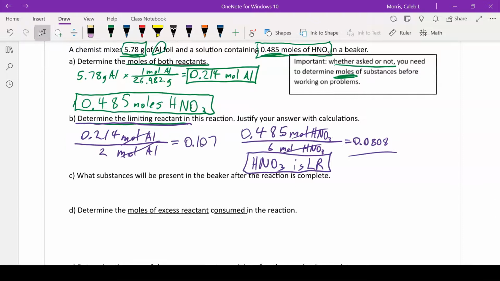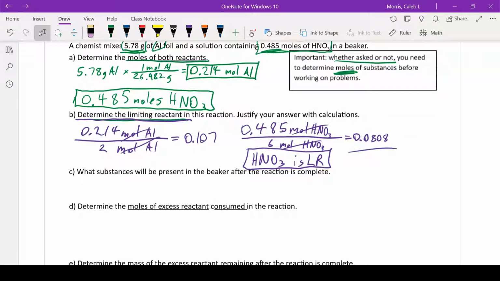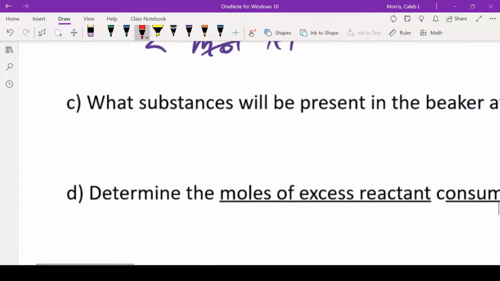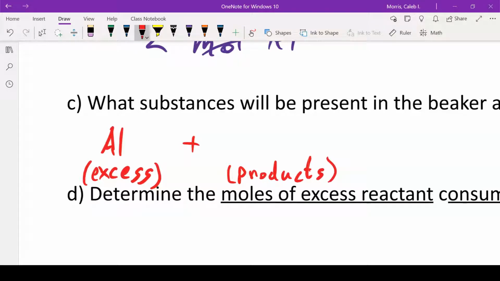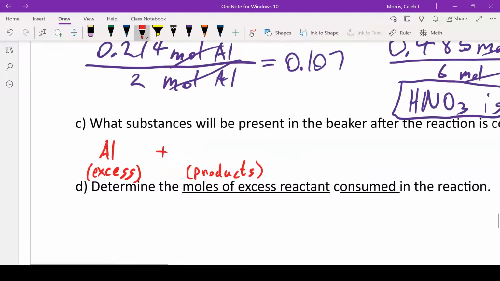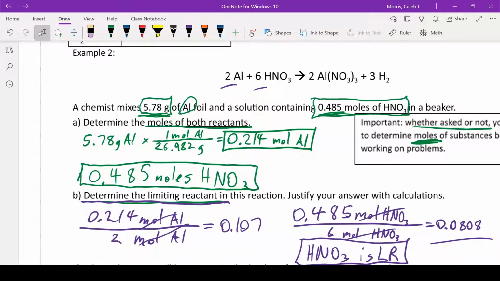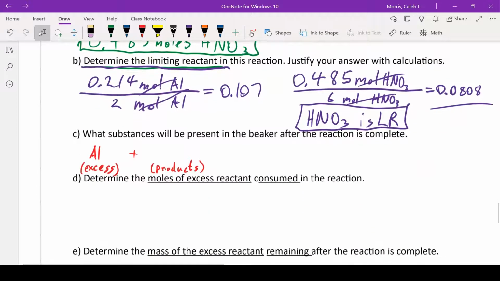That's what the answer would be. That's our limiting reactant. So the question is, what substances would be present in the beaker after this is complete? Well, the limiting reactant will be gone, so we'll have the excess reactant left. Excess reactant is aluminum, so we'll have aluminum because it's the excess. And we're going to have products. Remember, what's left in the beaker after the reaction is completed is excess reactants and products. So what are the products of this reaction? AlNO3 and H2. So aluminum nitrate and hydrogen are also in there. So we've got our excess reactant and our products.